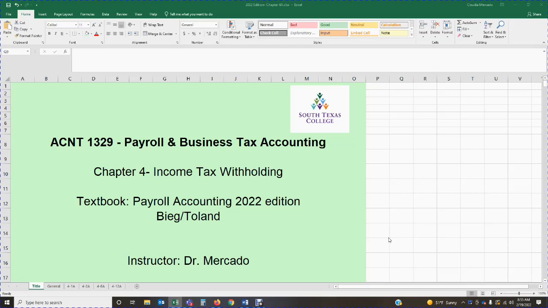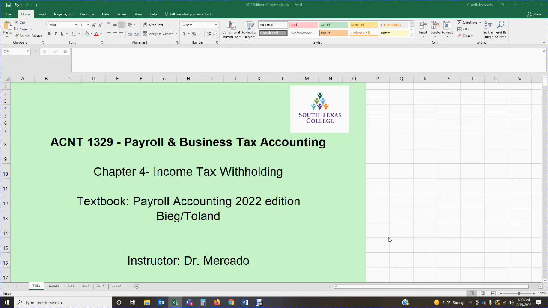Now in this particular week, we are going to be covering Chapter 4, Income Tax Withholding. This is the first week that we cover this chapter, so it is critical that you read the chapter before you attempt any of your assignments, okay? Do not skip the reading. It is essential that you read. If you don't read, you're not going to understand any of your homework problems, okay? So before you work on any of your quizzes or your homework for the week, you read the chapter, okay?